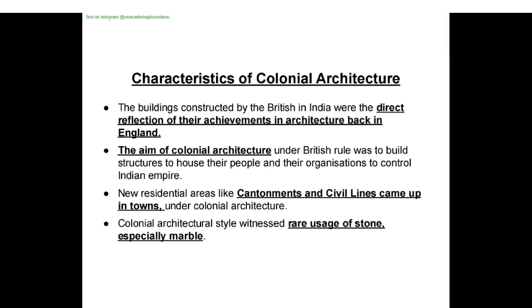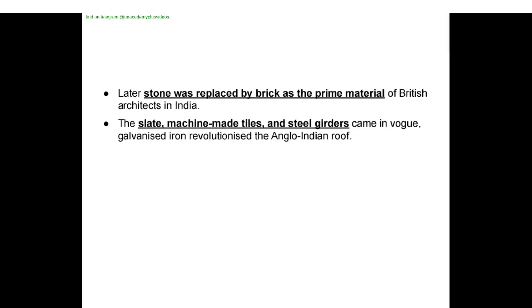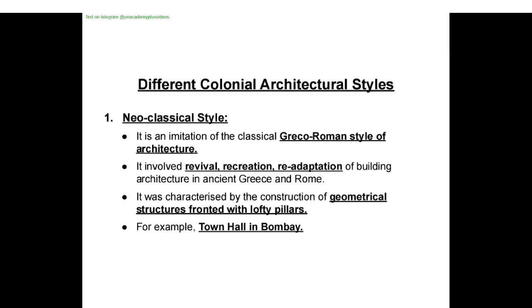Characteristics of colonial architecture. It was a direct reflection of their achievements in architecture back in England. The aim of colonial architecture under British rule was to build structures to house their people and their organizations to control the Indian Empire. Cantonments and civil lines came up in towns, with rare usage of stone, especially marble. Later, stone was replaced by brick as the prime material. Machine-made tiles and steel girders came in vogue. Galvanized iron revolutionized the Anglo-Indian roof.